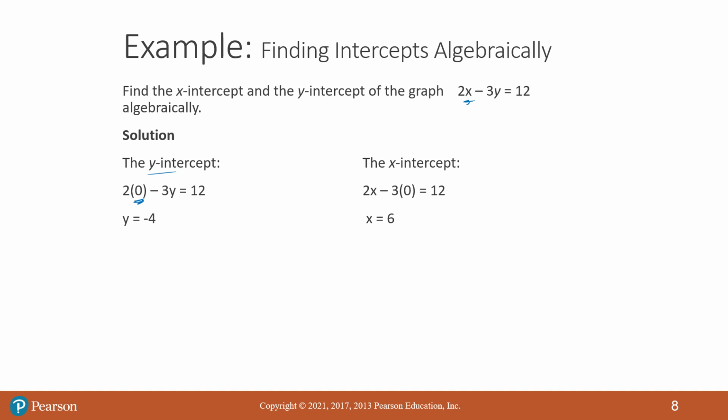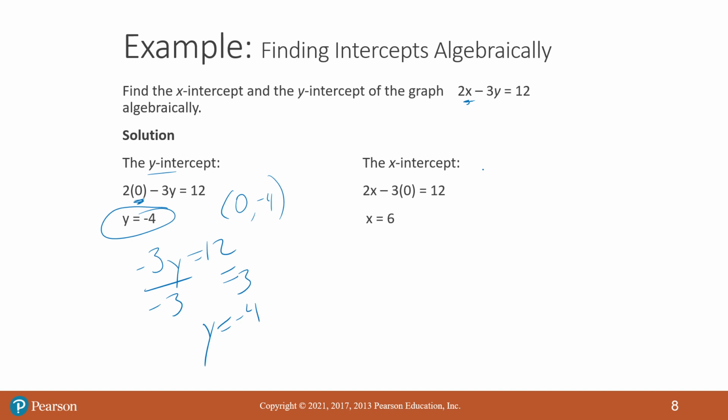So 2 times 0 is 0, which leaves you with negative 3y equals 12. And then if you continue to solve for y, you'll see that y is negative 4. All they did was divide by negative 3 there. 12 divided by negative 3 is indeed negative 4. So the y-intercept of our graph here is negative 4. If we wrote that in point notation, it would be 0, comma, negative 4.